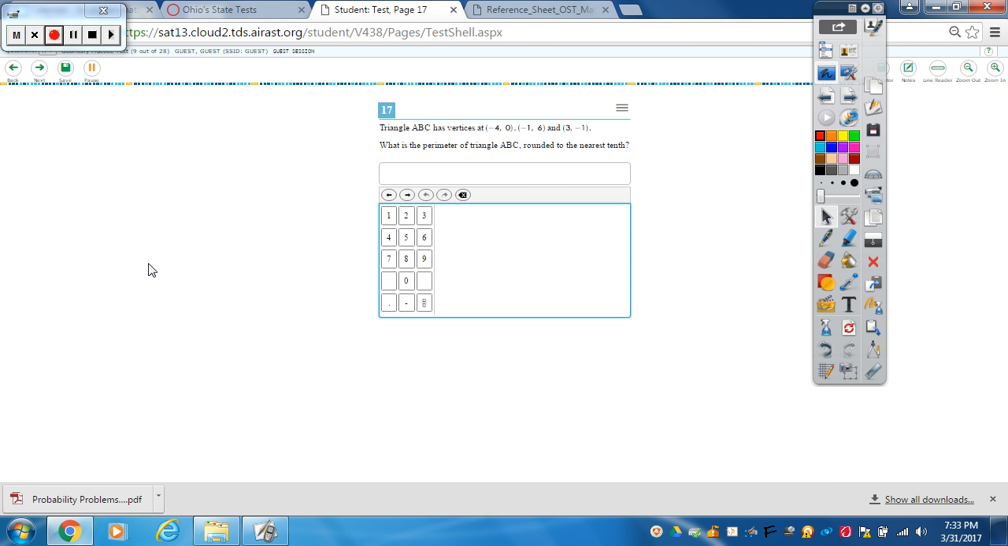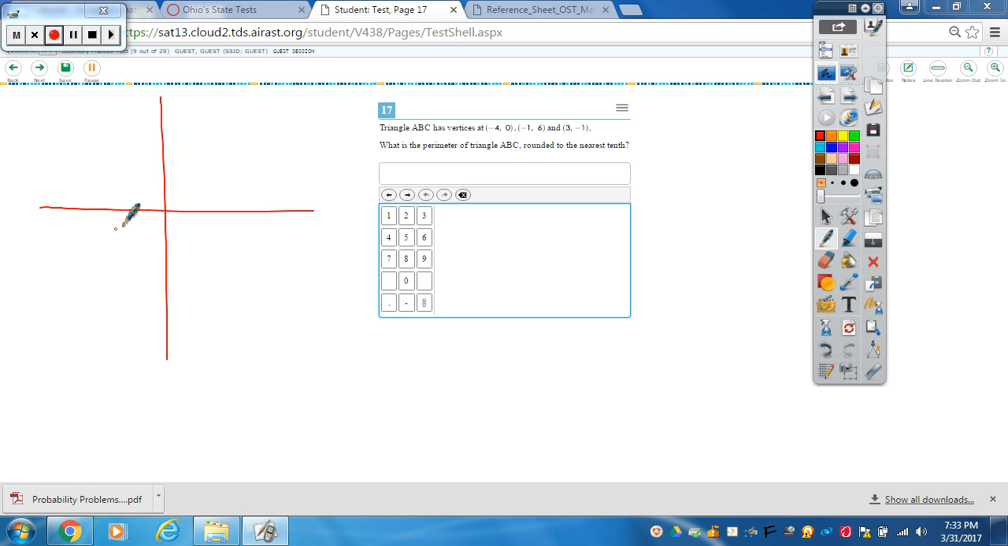The next one we have is this. Triangle ABC has vertices at the following. What is the perimeter of triangle ABC rounded to the nearest tenths place? Okay, so what I'm going to do here is, again, on my scratch paper, label all these points here.